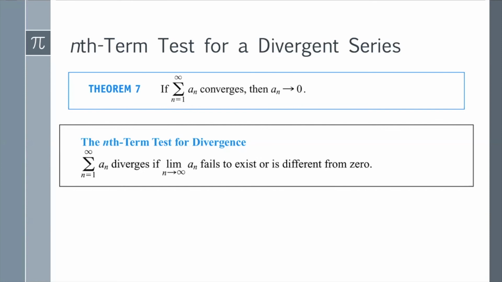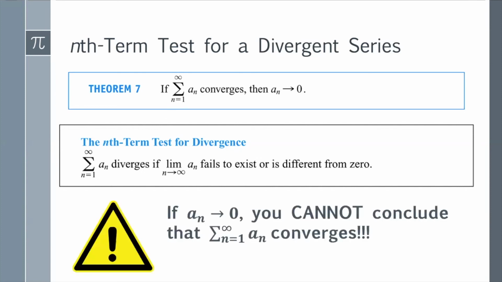Okay. So again, this test can only be used to identify a divergent series. Never, ever say that a series converges by the nth term test, because if a sub n approaches 0, you cannot conclude that the corresponding series converges. It may or may not converge. So this is a big no-no in this chapter. Only use this nth term test to identify a divergent series.